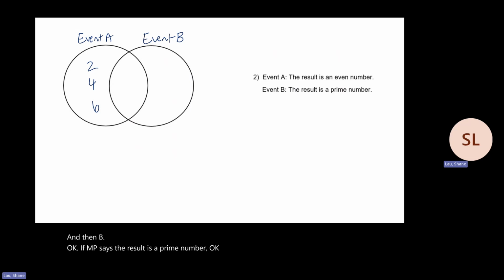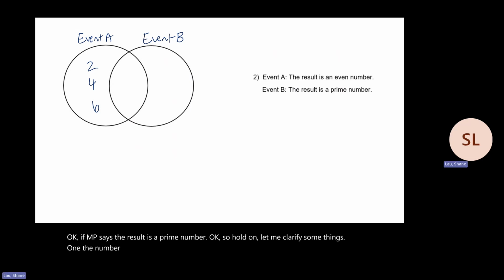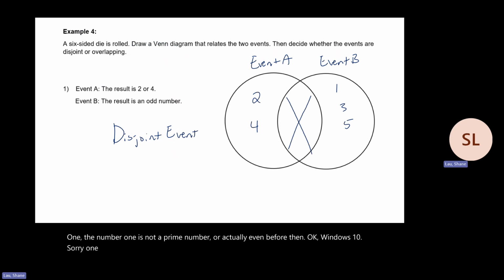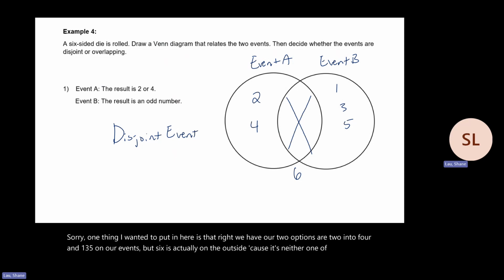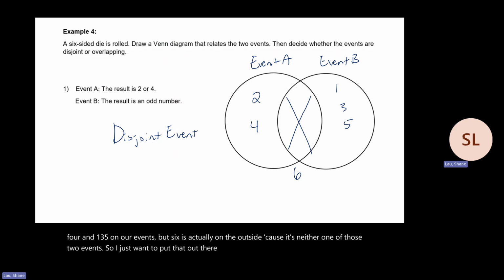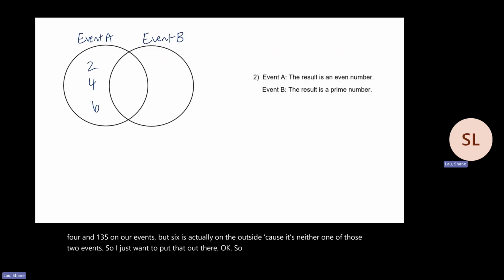Okay, so hold on, let me clarify some things. The number 1 is not a prime number. Or actually, even before that, I'm looking at my notes again. Sorry. One thing I wanted to put in here is that we have our 2 and a 4, and our 1, 3, and 5 on our events, but 6 is actually on the outside because it's neither one of those 2 events. So I just want to put that out there. Okay. So because now we know this, I can go into my next point here.